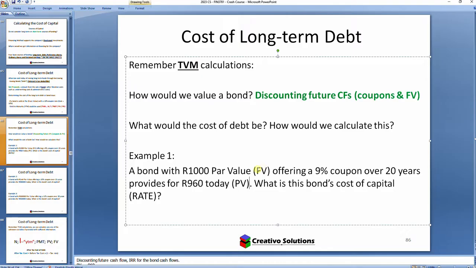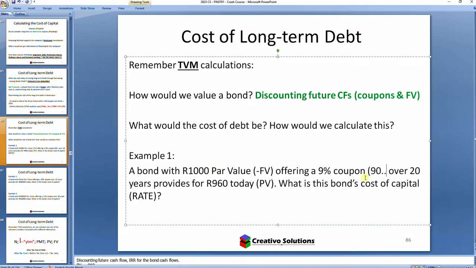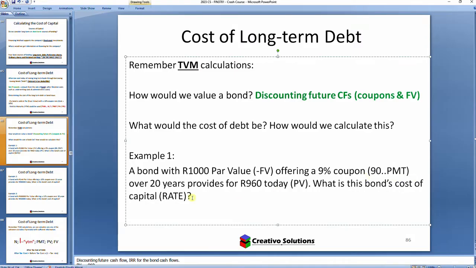Inflows and outflows. Because we're raising capital, our PV we'll assume is plus and our FV we'll assume is minus, because you have to pay the bond back at some point. That par value is paid at a later stage. So the PV is the amount of money you raise today, the amount of money you get from the bond. The 9% coupon, remember the coupon is calculated on the par value. So 9% of 1,000 is 90. 90 is the payment. And then obviously 20 years, which is the N.